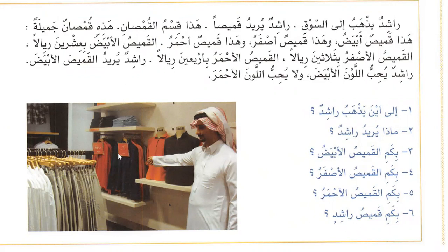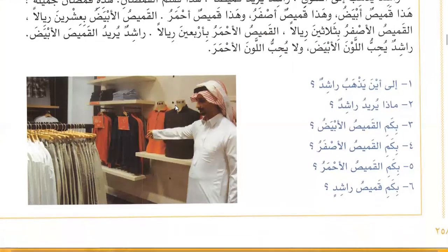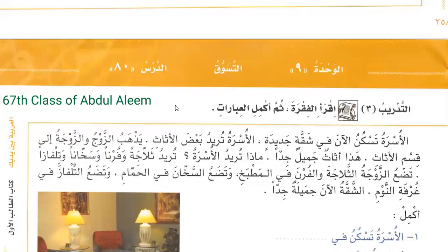Where is the answer? Rashidun. Is that the answer? In the paragraph it is written that he wears a white shirt. He loves white color. So this means his shirt is white. So you see, white color is beige. Twenty riyals. So you say the shirt of Rashid is twenty riyals. Okay.